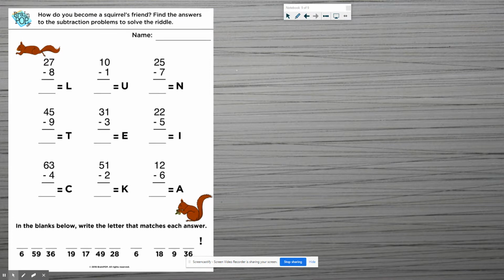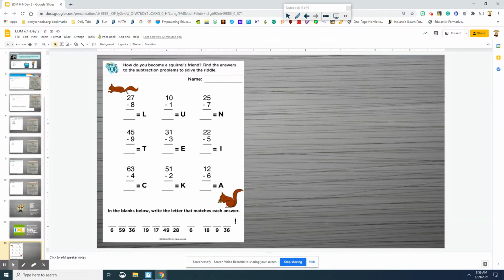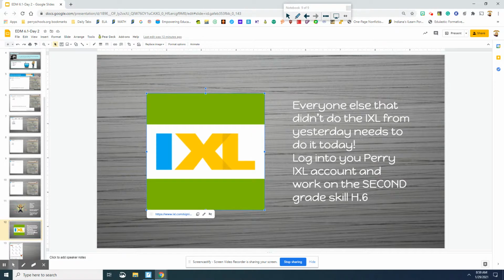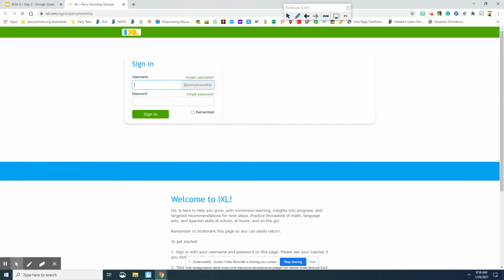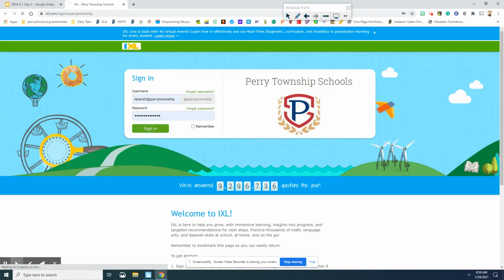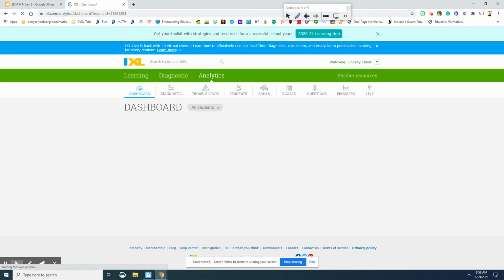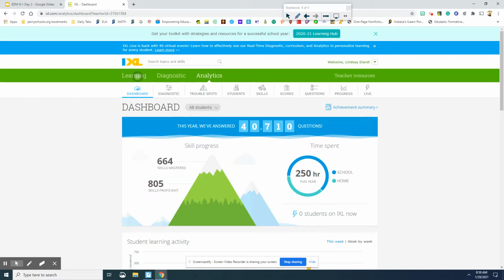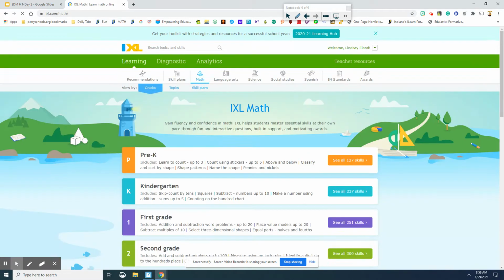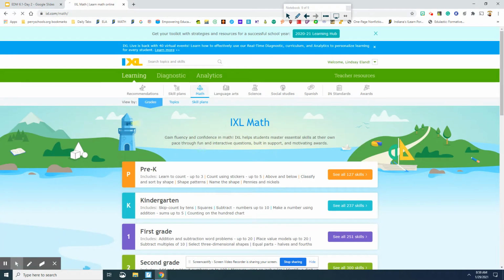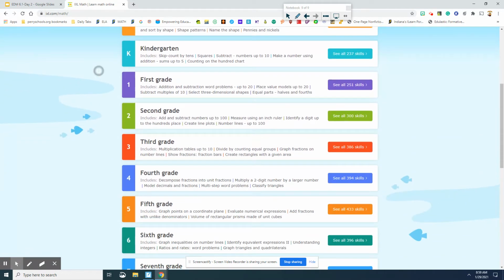All right, let's look at IXL. It's going to be a little bit difficult for me to show you this because my IXL looks different, but I do want to show you this. When I sign in to my name, I don't think you have this learning, but you do have this spot where you can pick math, language arts. If you are on the math page, you can look for second grade right here. You click on it.